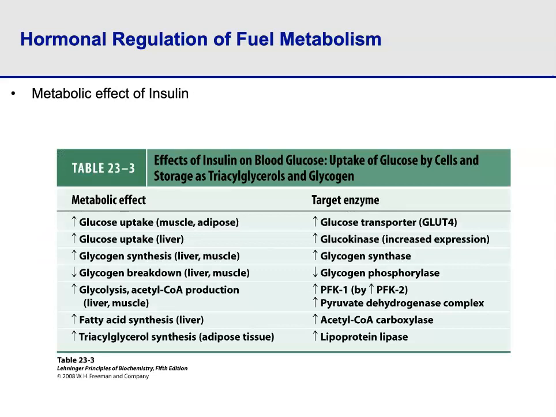So the effect of insulin is well described in this table. You can see the glucose uptake by the muscles and adipose tissues is increased. In the liver as well. But someone might say, but the liver doesn't feed on glucose. So basically it doesn't use glucose as its primary energy source. It uses fat. And why would the liver increase its glucose uptake?